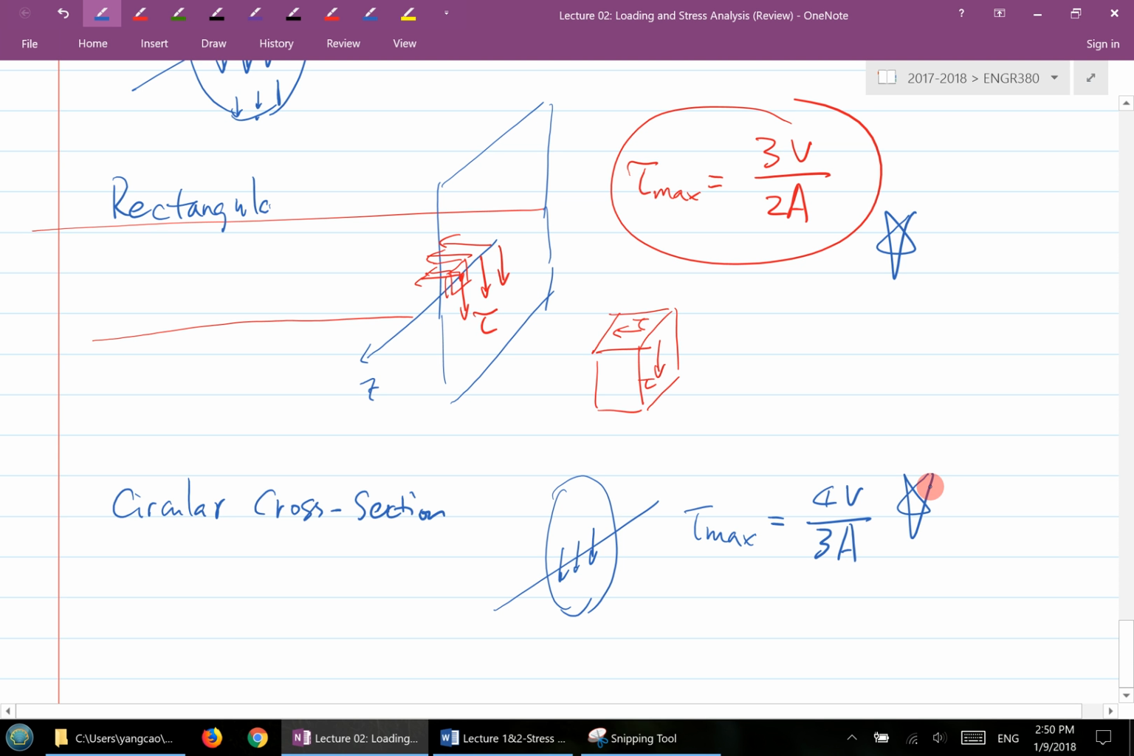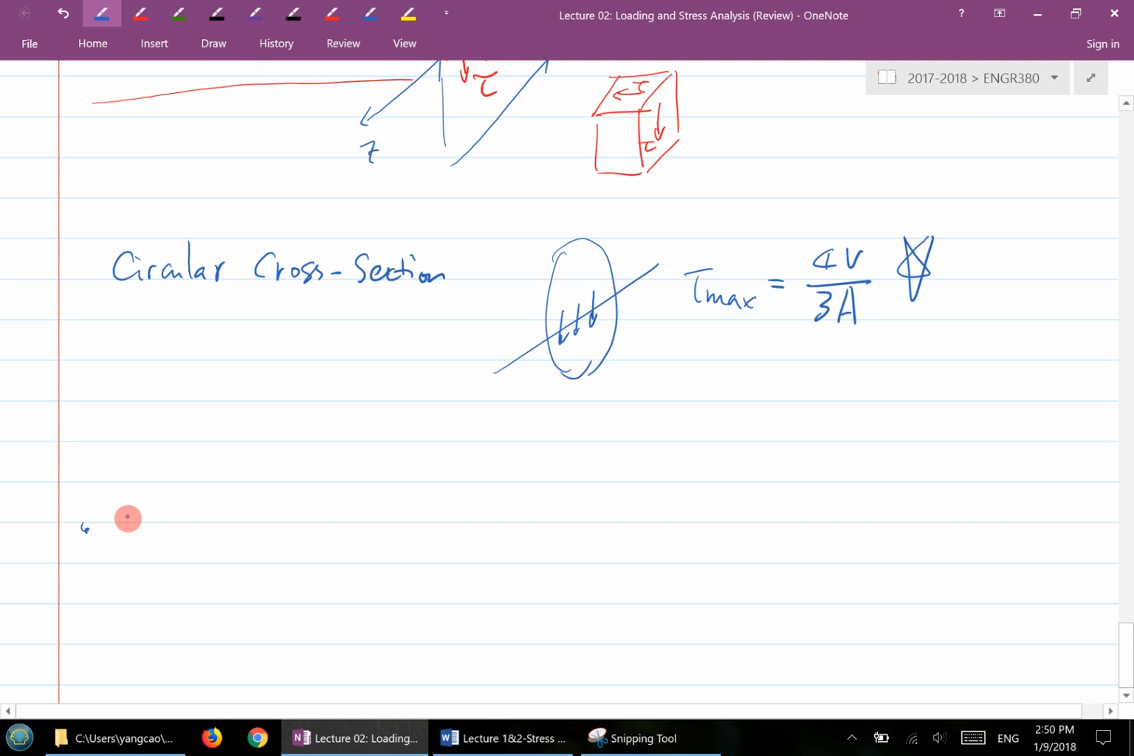Now if you think about the two different stresses, the normal stress caused by the bending and the shear stress caused by the bending, the bending normal and the bending shear, the maximum happens at different locations. The bending normal stress happens at the top and the bottom, but the bending shear stress happens along the neutral axis. So that's a distinct difference between these two.